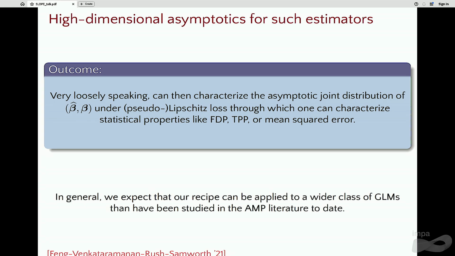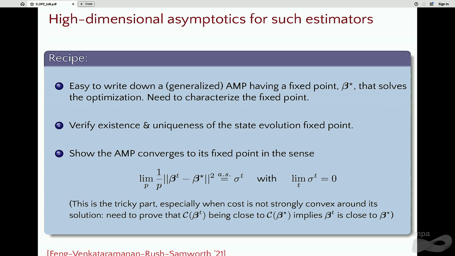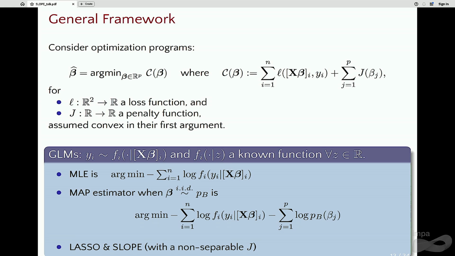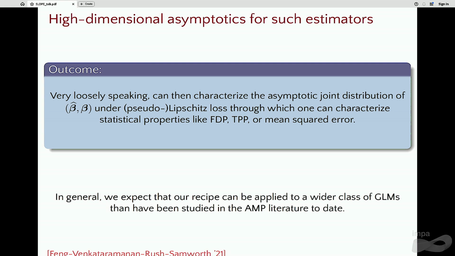So basically what this does is it allows you to take the theory for AMP that relates the state evolution to the dynamics of the algorithm and push that theory onto your minimizer itself. So the idea is, I know statistically the properties of the AMP algorithm at every iteration, and I know at its fixed point that I've solved this optimization problem, so then I can take the statistical properties of the algorithm at the fixed point and push them onto the estimator itself. Okay, so this is the program that we're using to study slope and lasso.